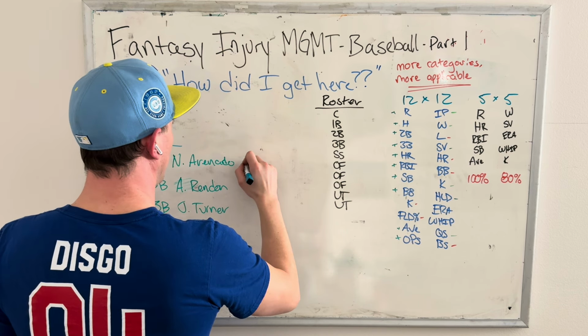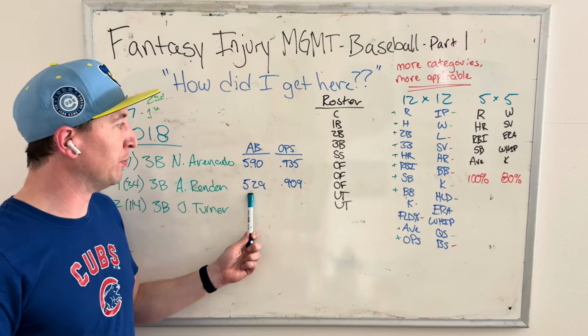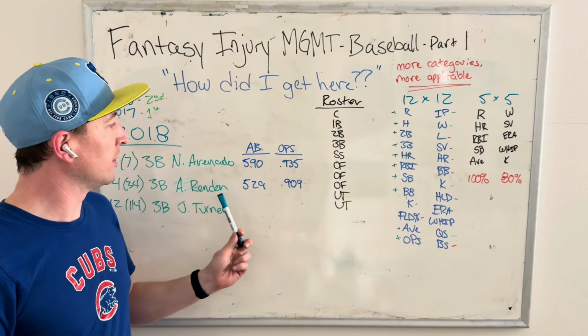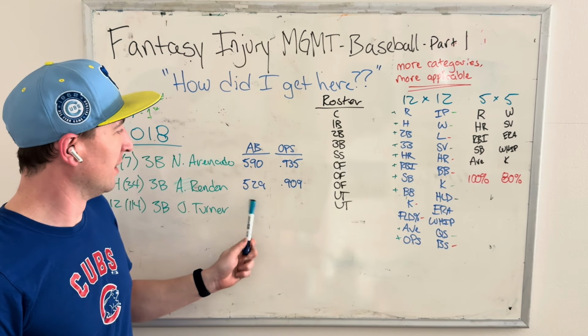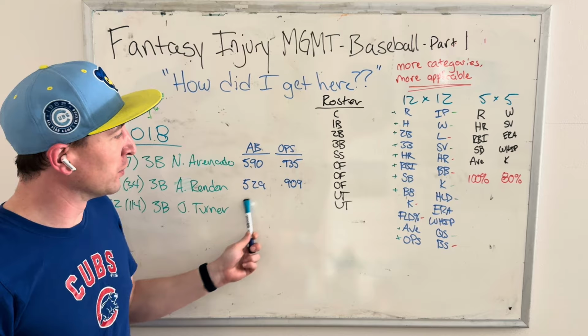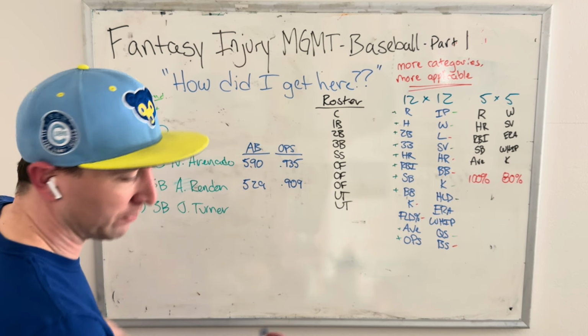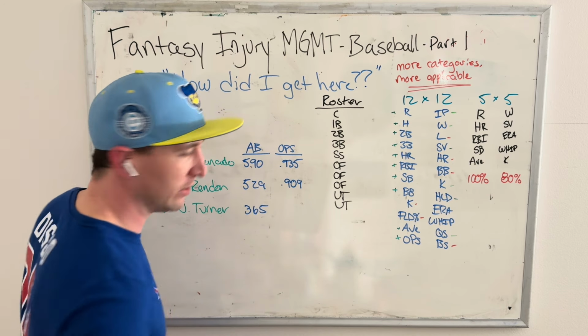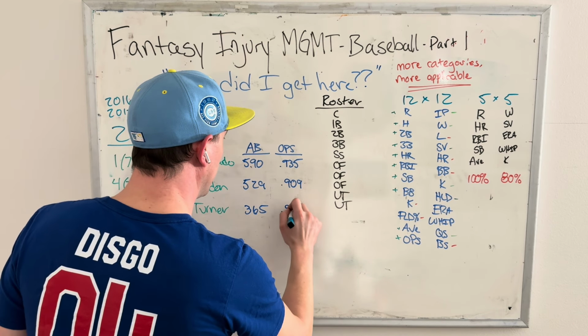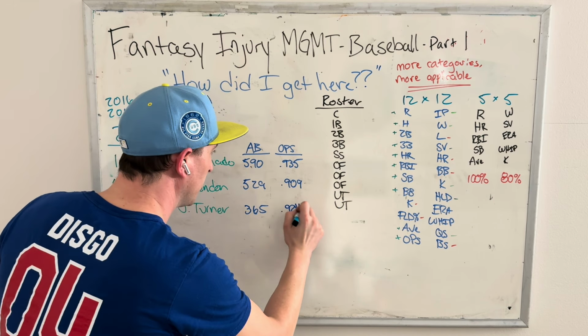Next was Anthony Rendon, and this was amongst his MVP stretches. Anthony Rendon had 529 at bats with an OPS of .909. As you can see, he barely made the 500 at bat threshold, so he was banged up a little bit. I didn't get him for a full season either. Then Justin Turner had 365 ABs with an OPS of .924.